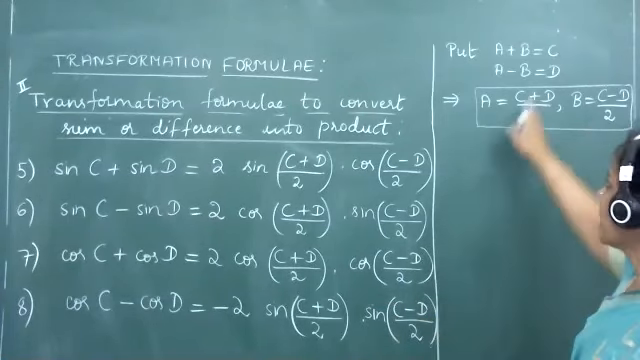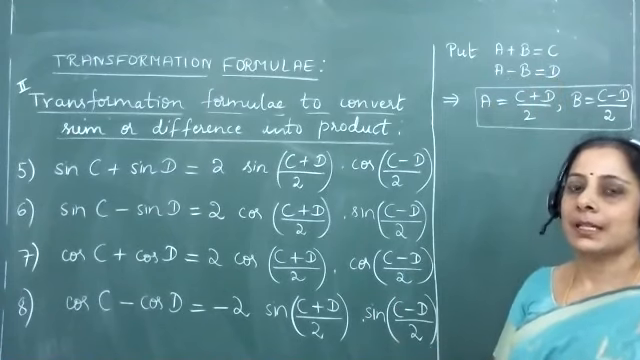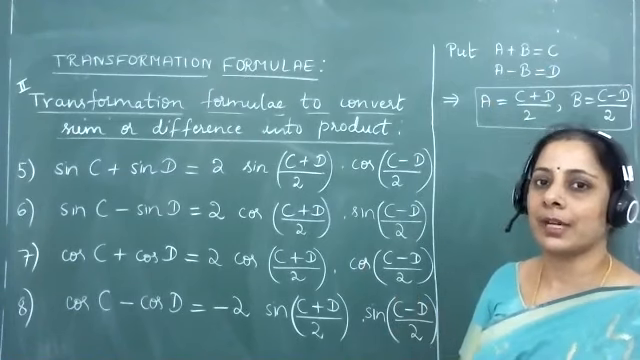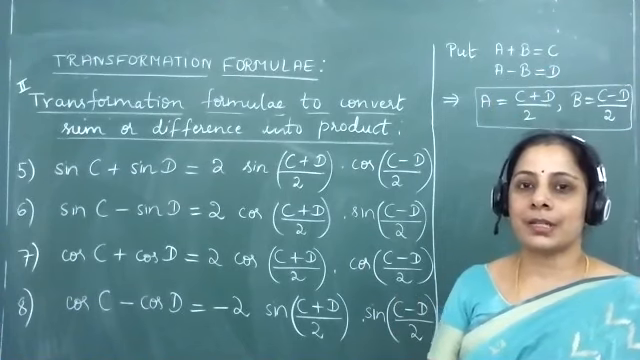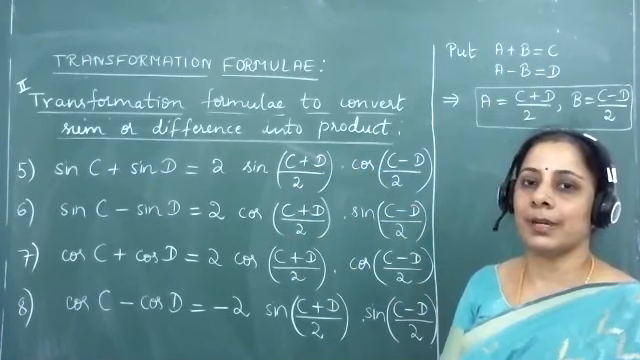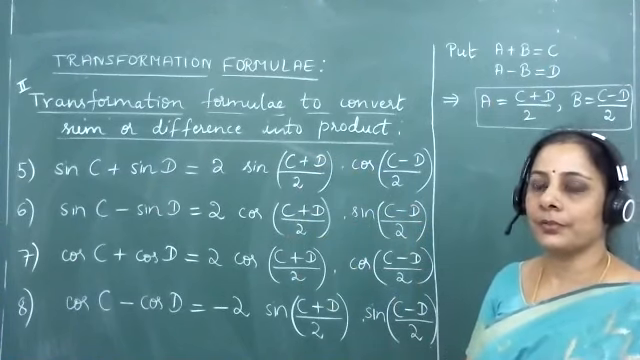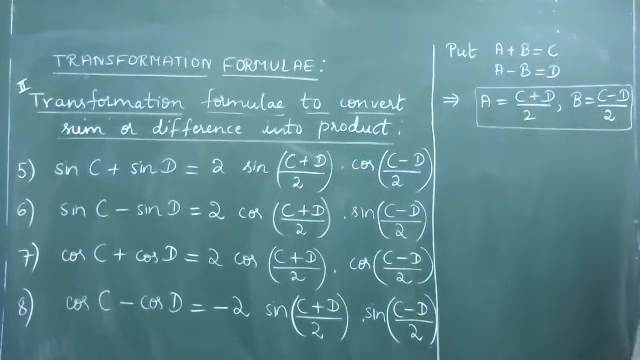Here C is equal to A plus B and D is equal to A minus B, substituted in the previous set of four formulae. So the first set we use to convert product into sum or difference, whereas the second set of four formulae will be used to convert sum or difference into product of two trigonometric functions. So what are the different set of problems that we could be considering based on transformation formulae?